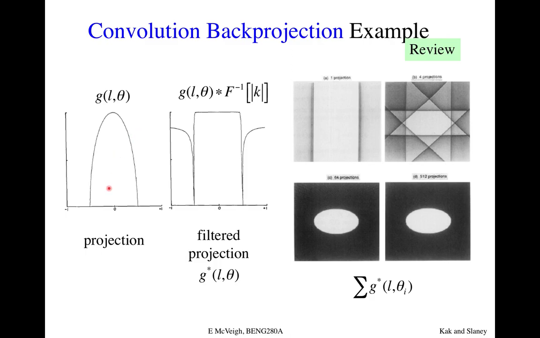This is a review from a slide from last time, where we looked at GL theta, which looked like this. This is the projection of a disk, well, actually the projection of this object vertically, so sort of a disk. When we convolve GL theta with the inverse Fourier transform of the ramp, we get this function. It looks quite different, as we saw. It has a nice flat top, which is nice when we're trying to reconstruct something that has a uniform signal in the middle, and these negative side lobes. So this is G star L theta. These are the things we're going to back project and produce a picture.